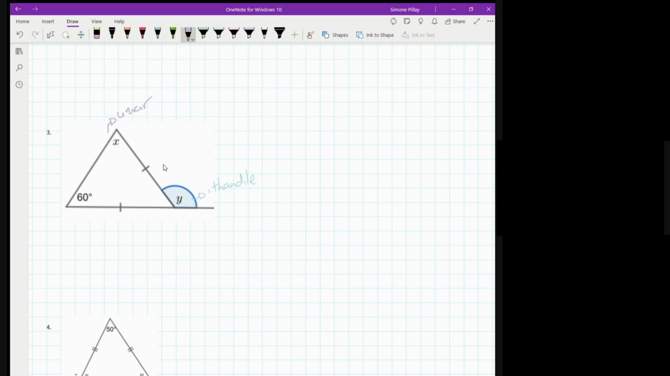So X is equal to 60. My reason is, I forgot the reason. Opposite angles equal sides, if I'm right. No, try again, or somebody help him in the chat. Because in school we learned a different reason. I don't want to confuse the class.